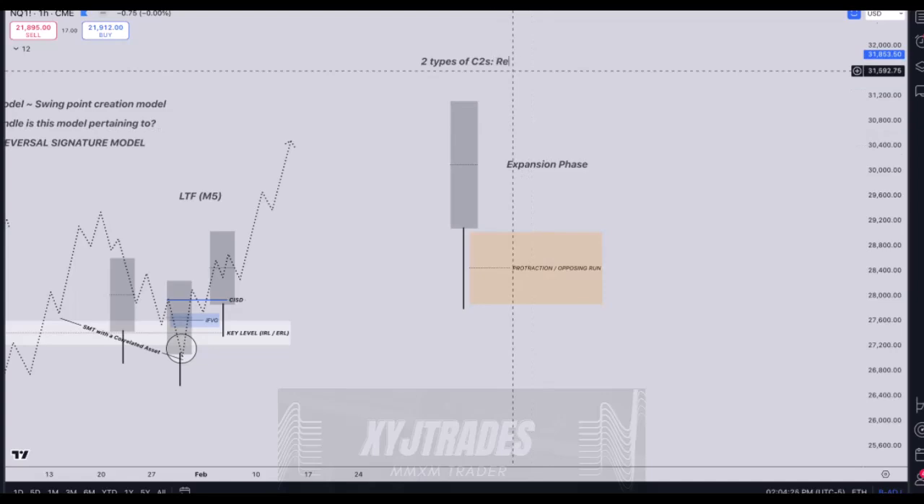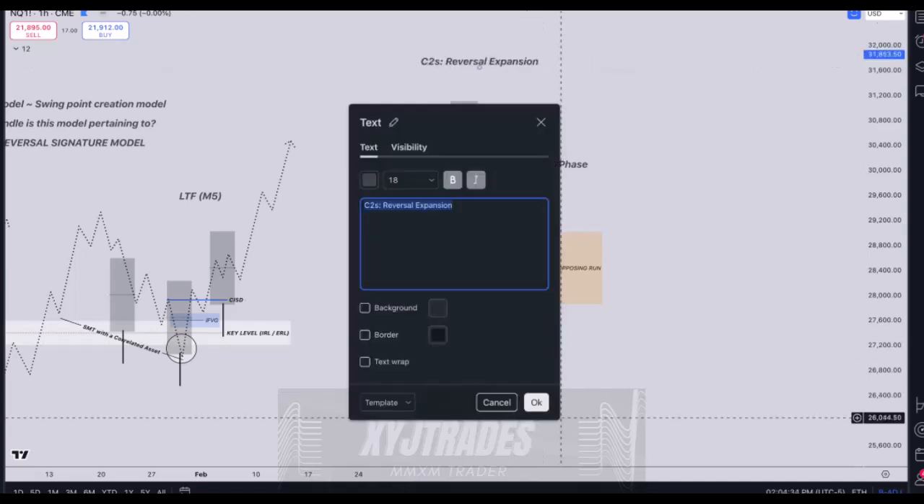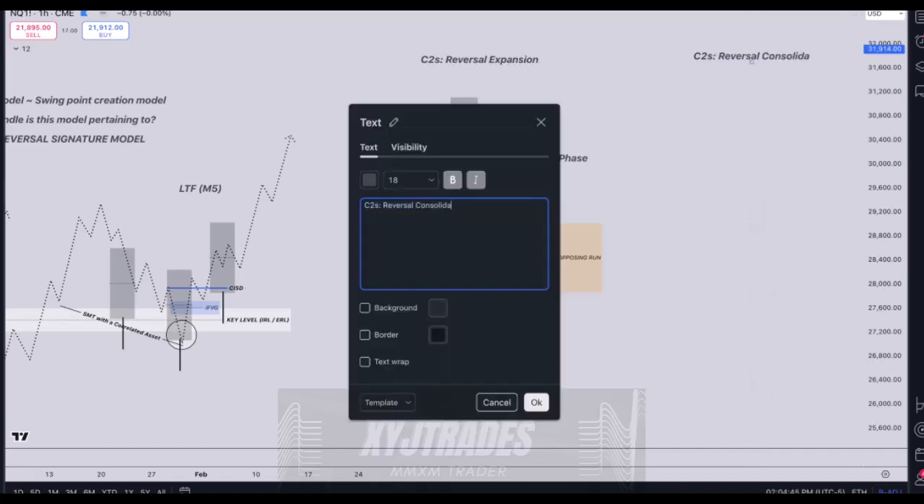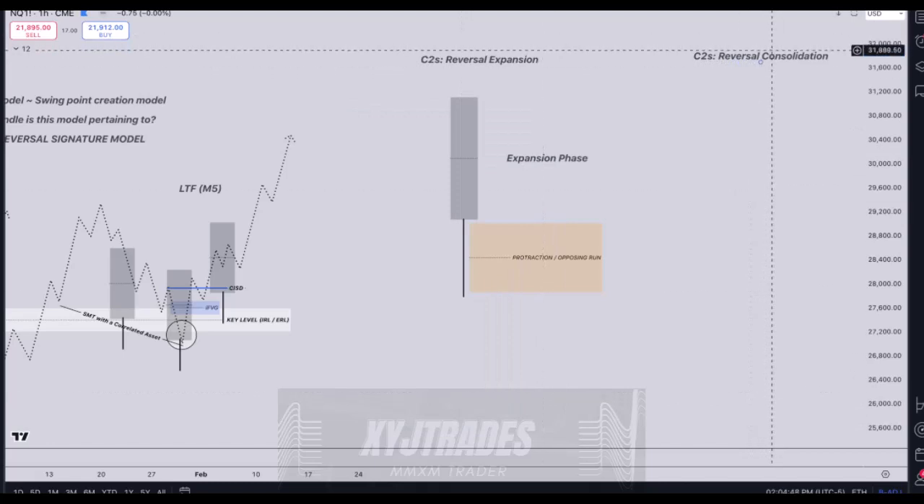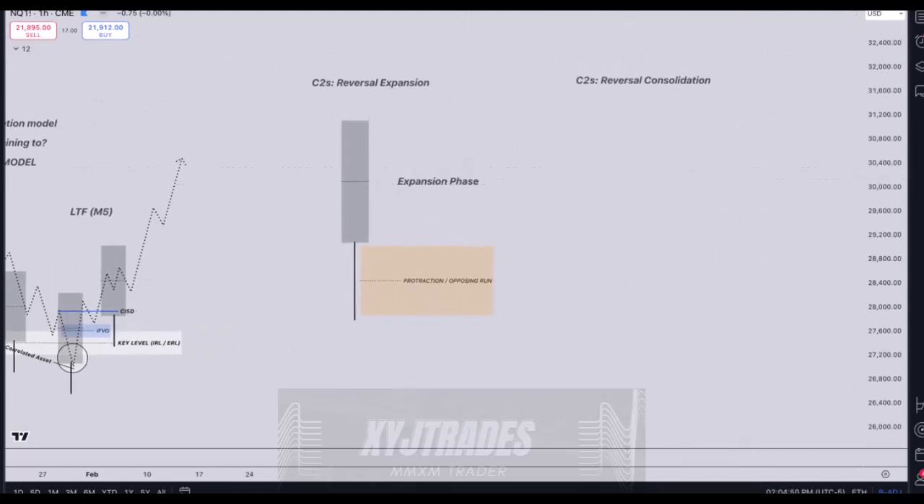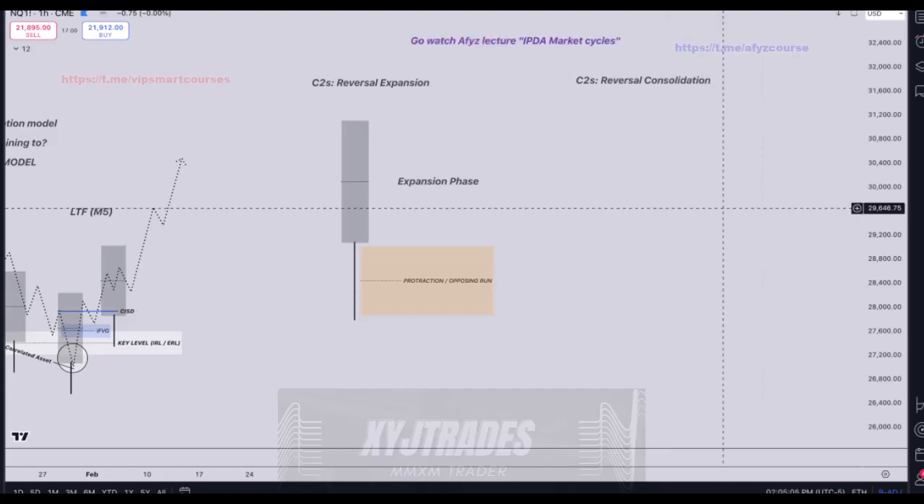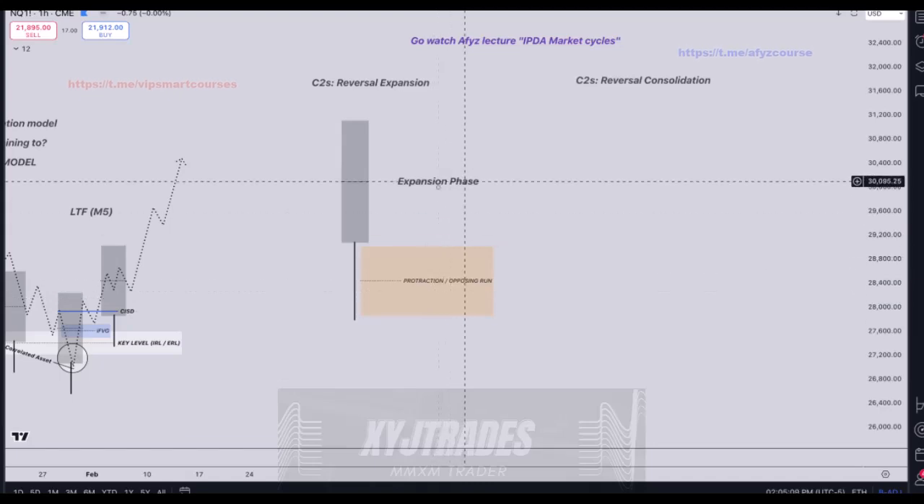This is reversal expansion. The other one could look something like this. Reversal consolidation. Remember market cycles. Okay, if these words are unclear to you, go watch a fees lecture, IPTA market cycles, okay? This will clear up a lot for you. A lot of the language I'm using is based directly from that lecture, okay? So this is going to be the reversal expansion.